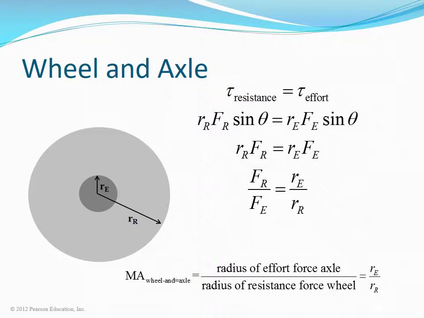The wheel and axle can be considered to be a lever in which the radius of the wheel is the effort arm and the radius of the axle represents the resistance arm. The torque on the larger wheel must equal the torque on the smaller wheel, yielding the ratio of the resistance force to the effort force is equal to the ratio of the radius of the effort arm to the radius of the resistance arm. The mechanical advantage is the radius of the effort force wheel divided by the radius of the resistance force axle.